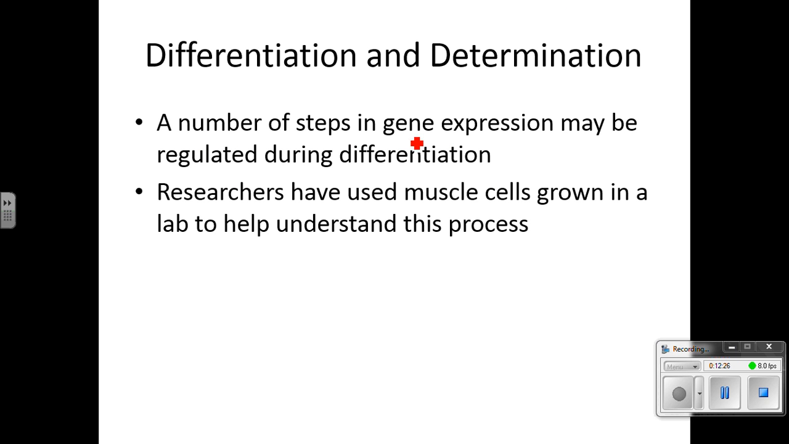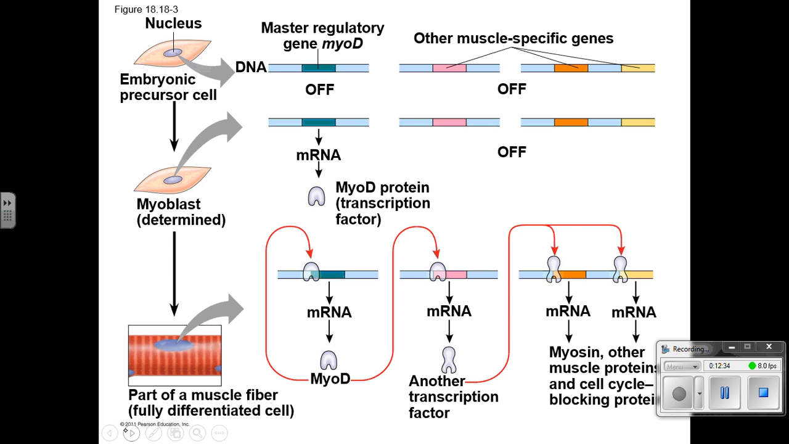A number of steps in gene expression may be regulated during differentiation. Researchers have used muscle cells grown in a lab to help understand this process. This talks about the MyoD gene. And they've done some work with this to understand this differentiation process and how cells are regulating their gene expression. This is a really cool thing if you get a chance to read it in your textbook.